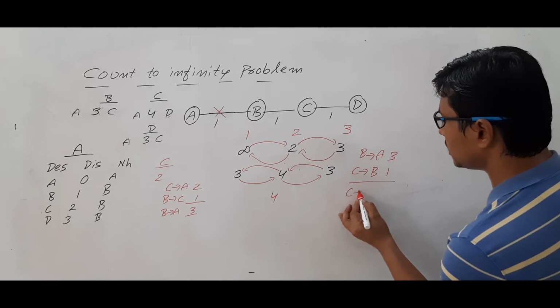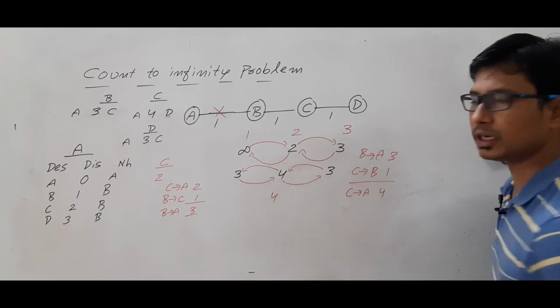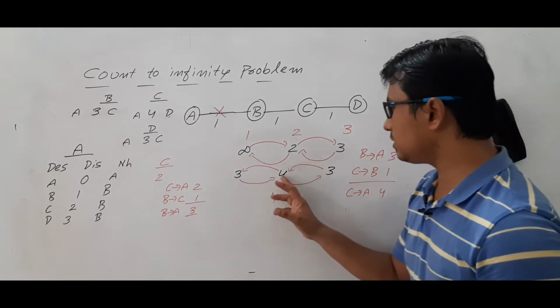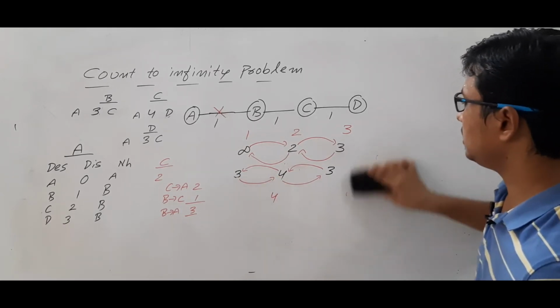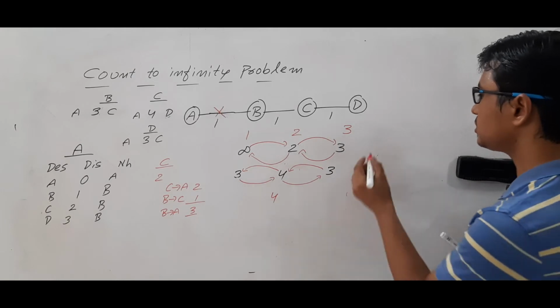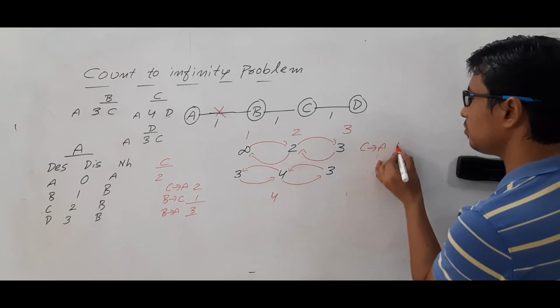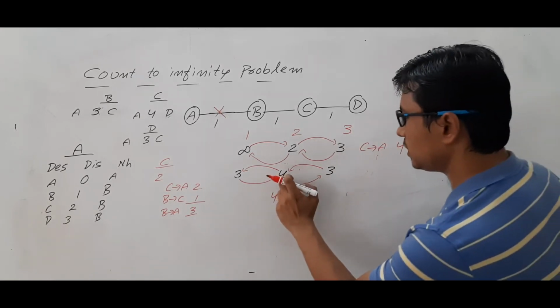So C to A distance is 3 plus 1, 4. It will update, and this is receiving the value 4. What information is it receiving? B is receiving that C to A distance is 4. Am I right? C to A distance is 4.